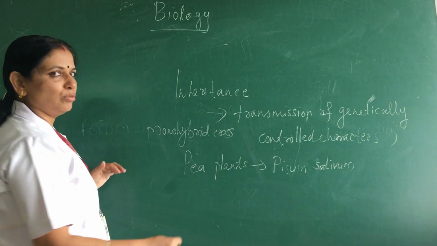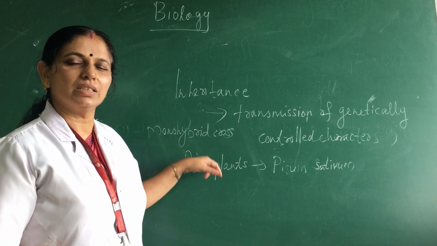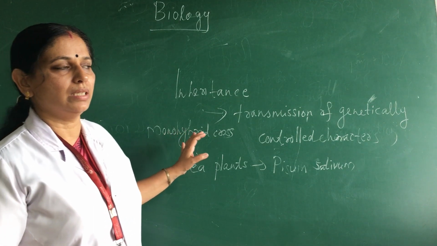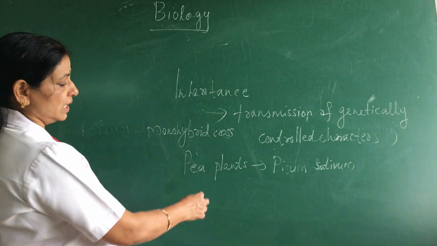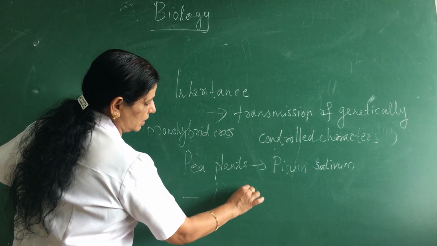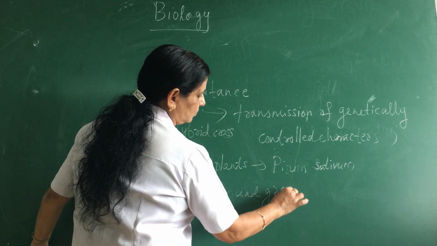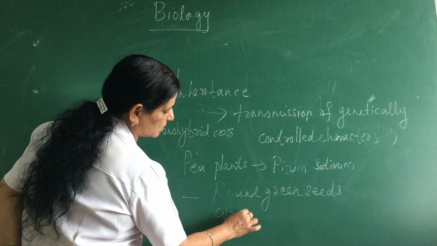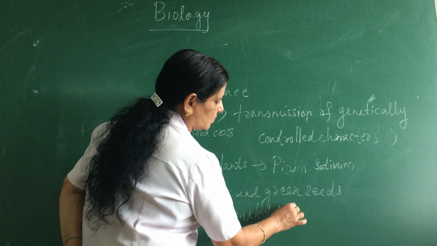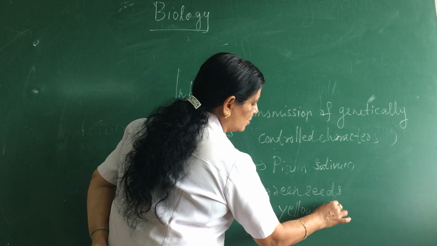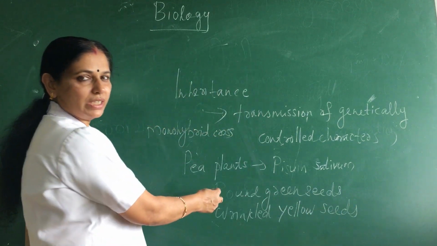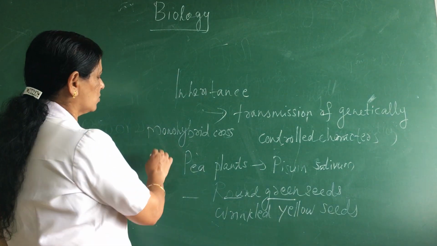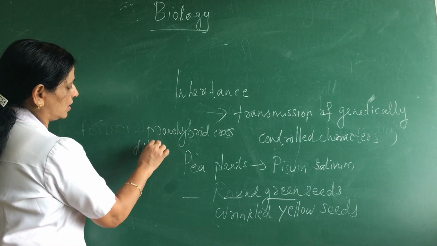But the cross between two pairs of characteristics or traits is known as a dihybrid cross. You got it? One example of a dihybrid cross is round green seeds crossed with wrinkled yellow seeds. Can you say which two traits are there? Round is one trait and green is another trait. You got it? This type of cross is called a dihybrid cross.